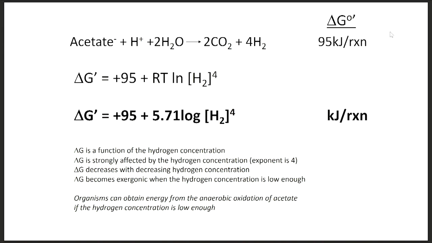Delta G decreases with decreasing hydrogen concentration. And that makes sense because hydrogen is a product, so the lower the product, the less product inhibition you get, so the lower the value, and the value needs to be negative to be exergonic, of course. So delta G becomes more exergonic when the hydrogen concentration is low enough. So that means that our organisms can obtain energy from the anaerobic oxidation of acetate to H2 and CO2 if the hydrogen concentration is low enough.